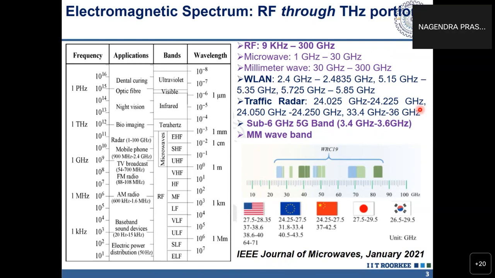So one possible candidate is 140 gigahertz. Another candidate is 330 gigahertz. These frequency ranges, less than 500 gigahertz, are traditionally known as sub-millimeter wave frequencies. There is another term for them, sub-terahertz. So sub-terahertz is one of the potential candidates to host 6G.